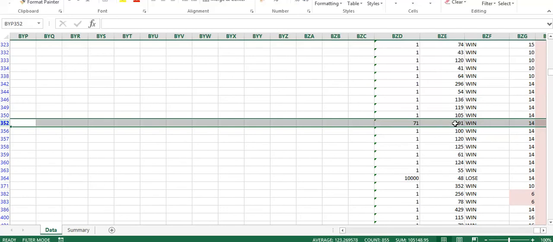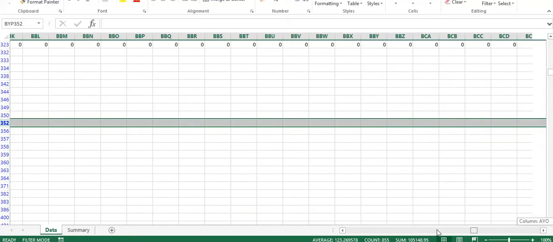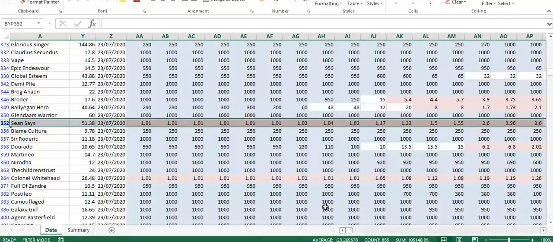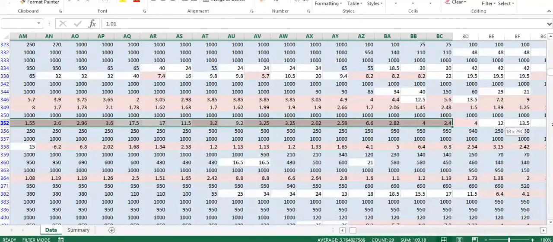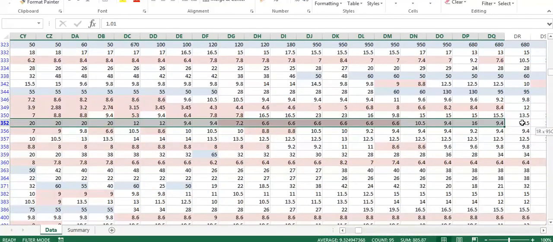So it's indicating that the first time the horse traded at or below 9 was in column 91, and then the last time it traded at or above 50 was in column 71. So let's just validate that. And the horse's name Sean Says. So we're looking for column 91. So 91, there you go.